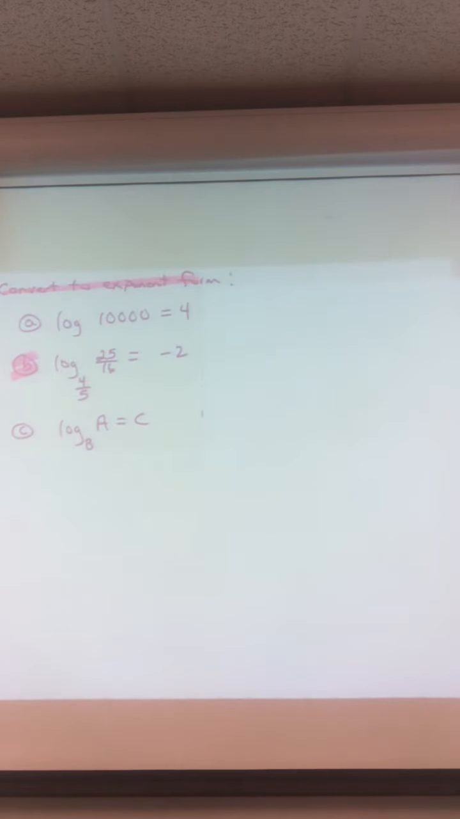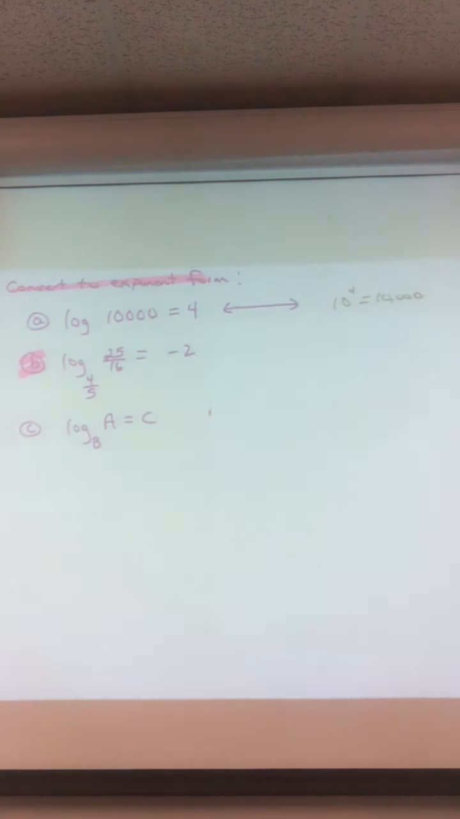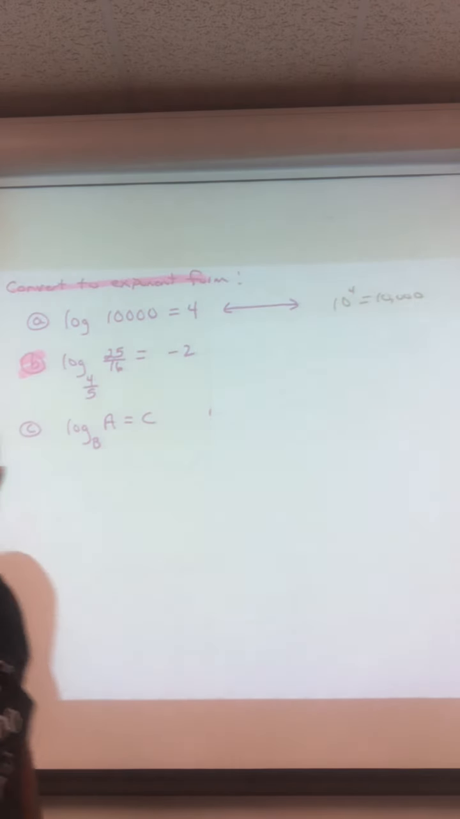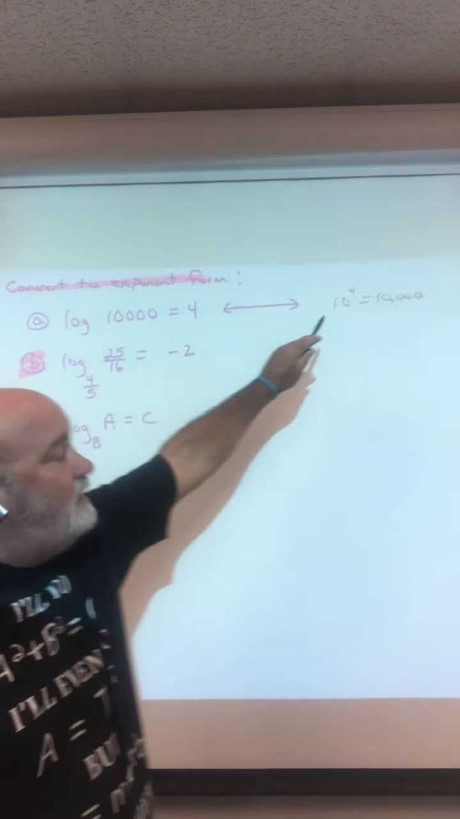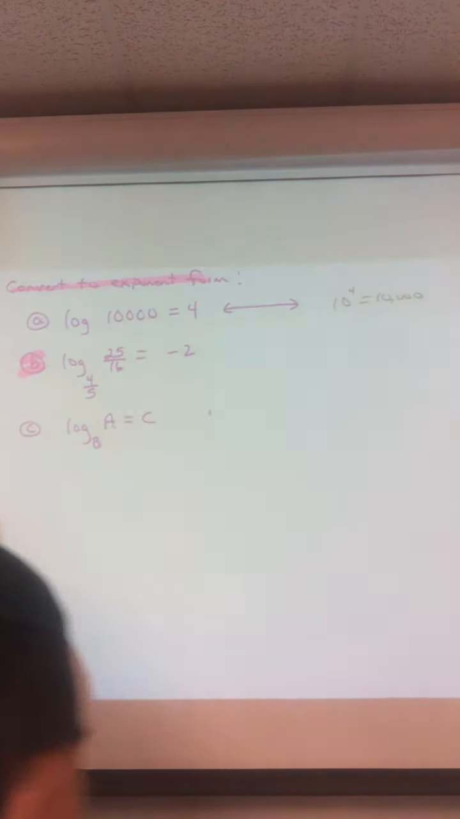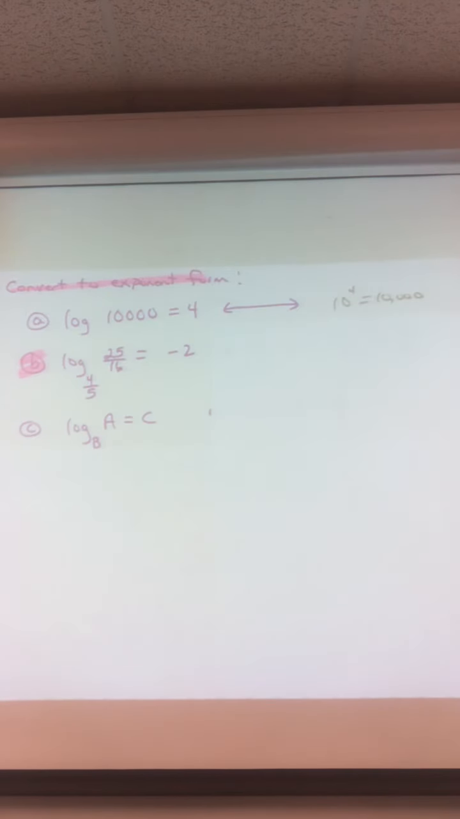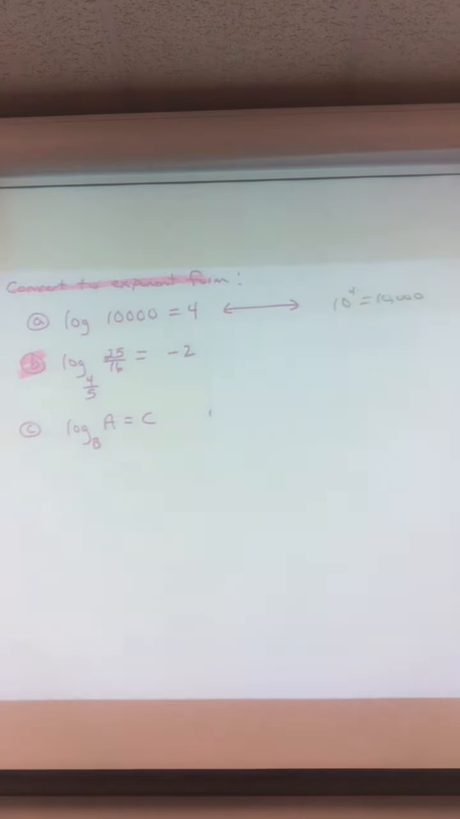So if you convert this to exponent form, let me see if you can see that over there. Yes, you can. If you convert that, it would be 10 to the 4th equals 10,000. You say, well, what if I get these numbers over here in the wrong place? You won't, because if you get them in the wrong place, it won't be a true statement. And that's certainly a true statement.